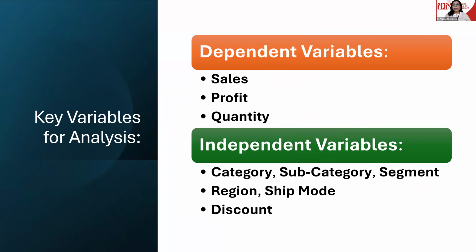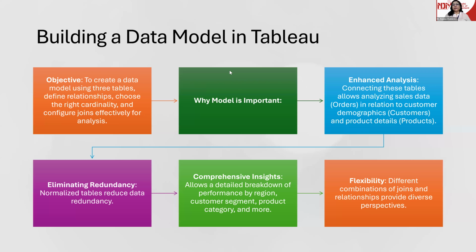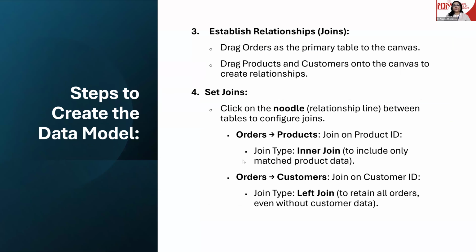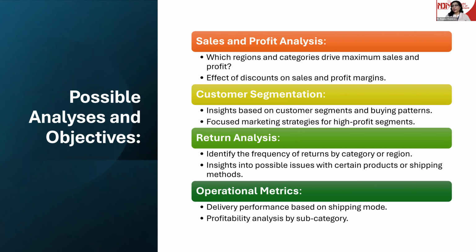So then we built a model. We understood the different types of cardinality and how we can establish the cardinality between the various tables which we have. What are the different kinds of joins? Then we talked about these various analyses. Just give a look to this.